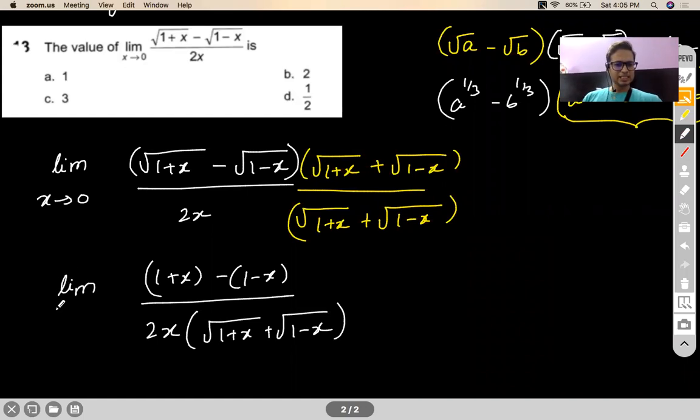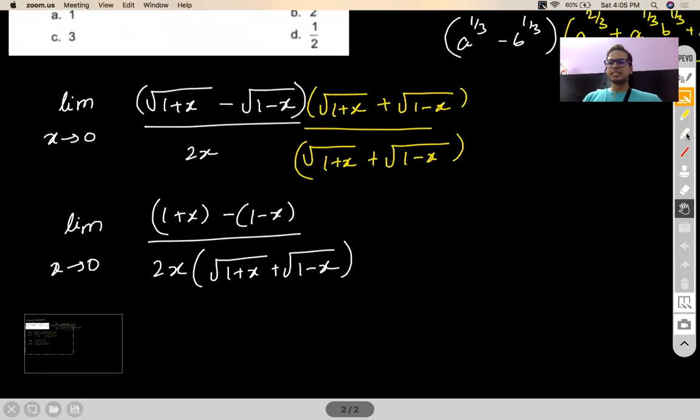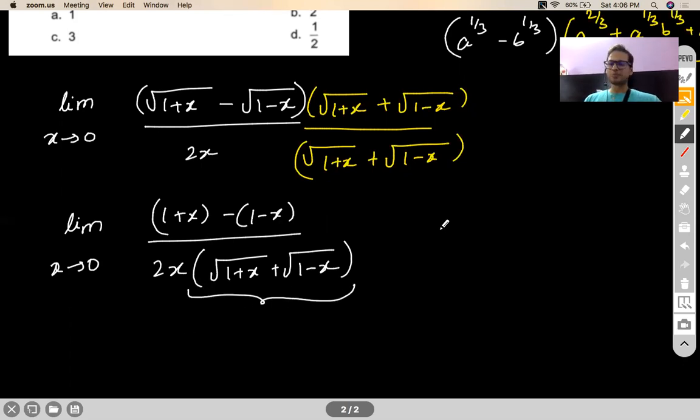Now, last class, I had told you one important thing. There are some factors in the expression which I call harmless factors. What are these harmless factors? The factors which do not become 0 as you put the x value in, those factors would be called harmless factors. For example, in this case, this is a harmless factor. Why am I calling this a harmless factor? Because the moment you put x as 0, it becomes root 1 plus root 1.